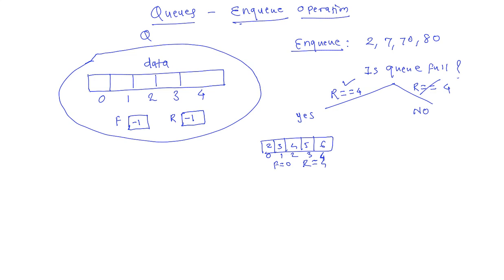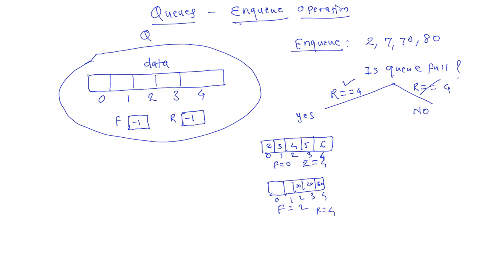This is one possibility. The other possibility is when we perform some dequeue operation, and the front may be 2. So we may have 10, 20, 30, and r is equal to 4. In this situation also the queue is full. We'll see later how the queue is full in this case.